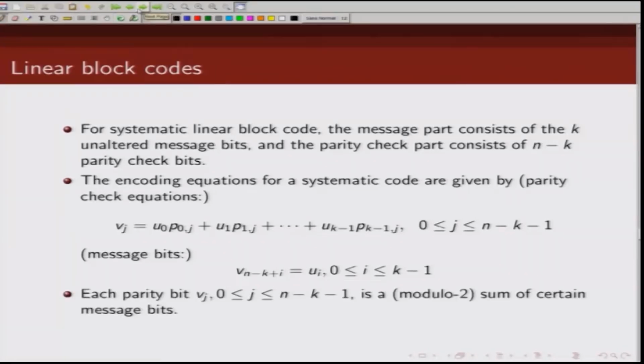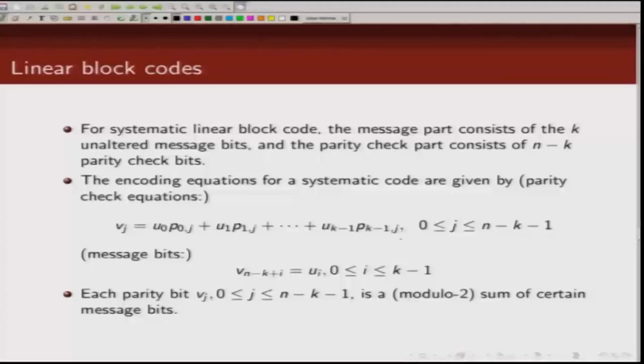And as I said, since we are restricting ourselves, without any loss of generality, to binary code words, this addition is basically done modulo 2. So, what we have seen so far is that we can describe a linear block code by its generator matrix, which is a k cross n matrix, and we can use this generator matrix to generate our set of code words.